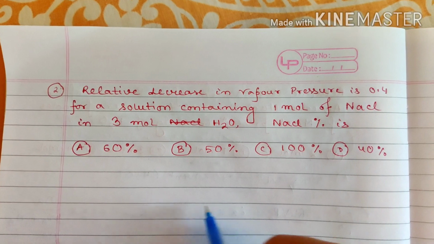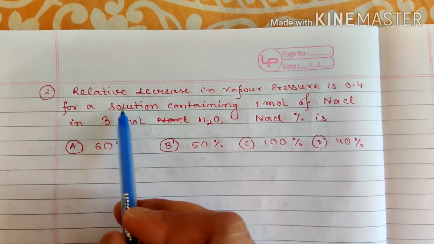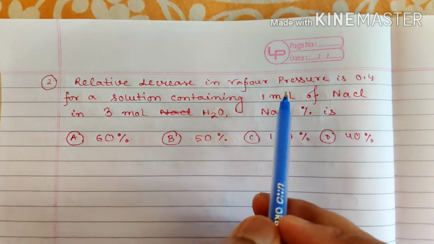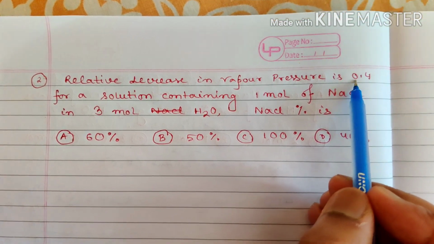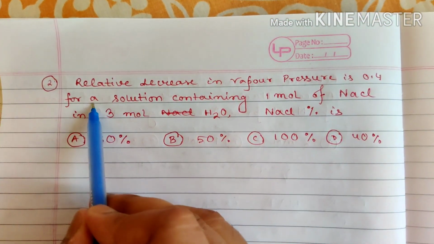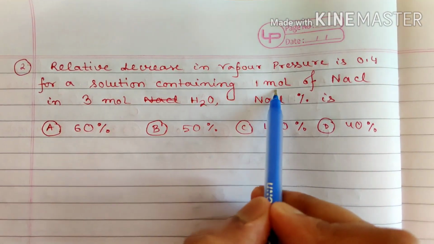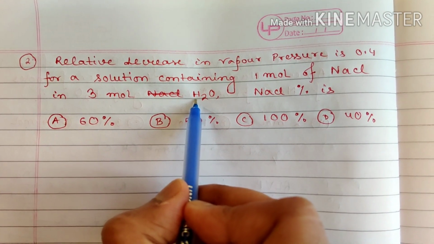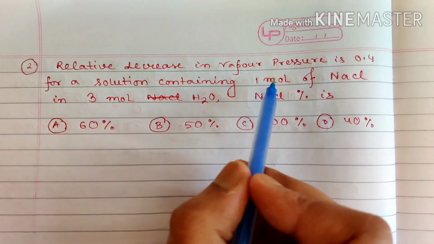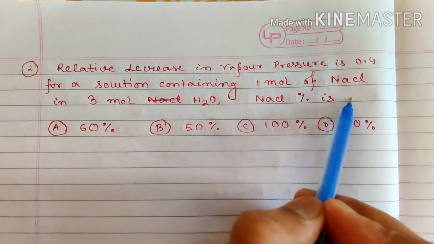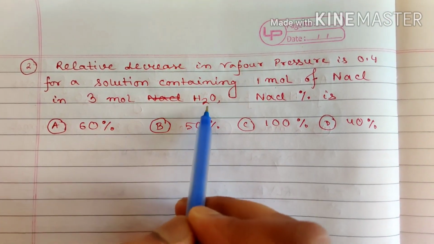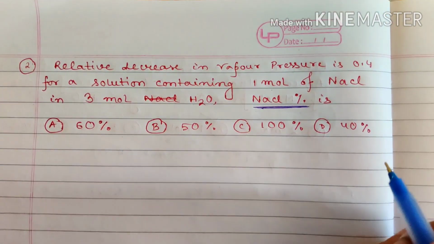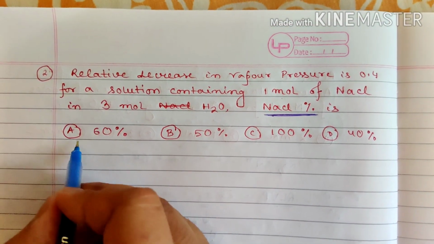The next problem is also quite similar to the previous problem that we have faced. Here the question is: relative decrease in vapor pressure, which is the same as the relative lowering of vapor pressure, is 0.4 for a solution containing 1 mole of NaCl in 3 mole of water. So relative lowering of vapor pressure is taking place. 1 mole of sodium chloride is taken in 3 mole of water. Here the question is the NaCl percentage. So 4 options are given.